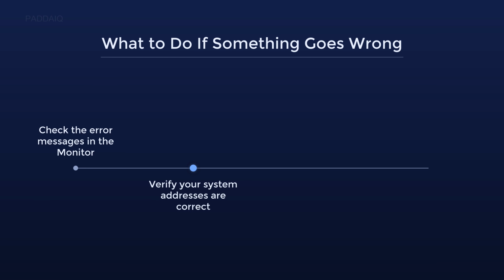Verify your system addresses are correct. This means checking the URLs or host names in your BTP cockpit and application code match the actual destinations. For example, if your app connects to an SAP S/4HANA system, ensure the address isn't mistyped. A simple verification here can save you from major connection failures.